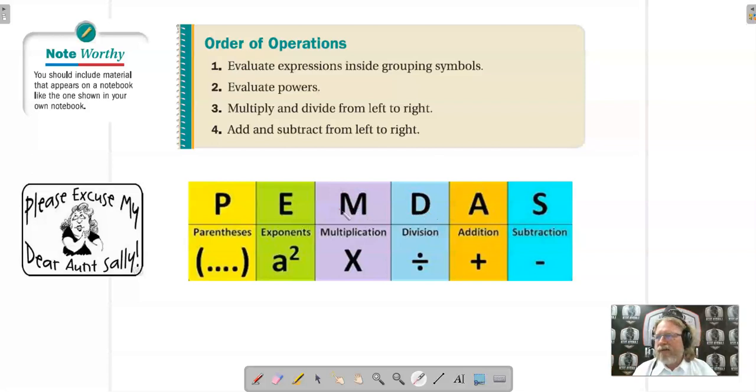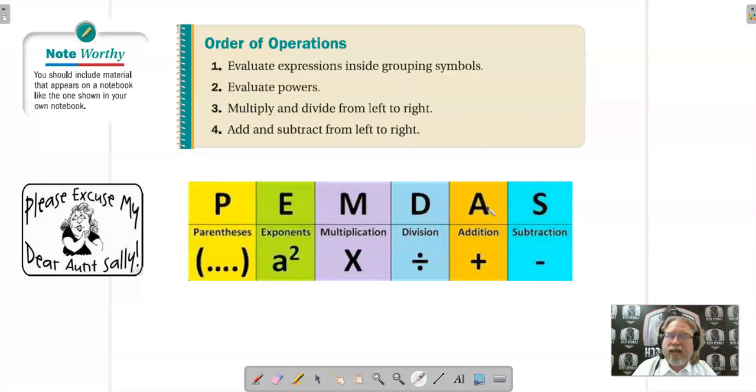And then finally, after we've done the parentheses and all the exponents and done all the multiplication and division, finally we can do all the addition and subtraction, and that too is going from left to right also. A memory device for this is please excuse my dear Aunt Sally. So PEMDAS is an acronym for the phrase please excuse my dear Aunt Sally.